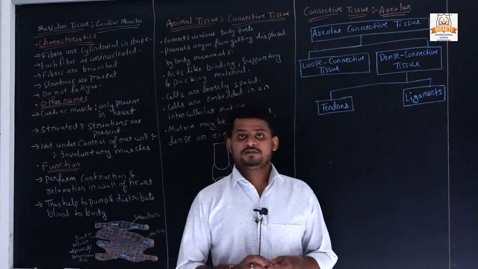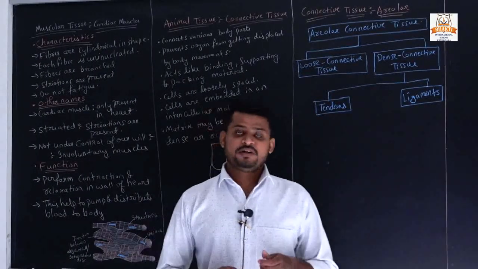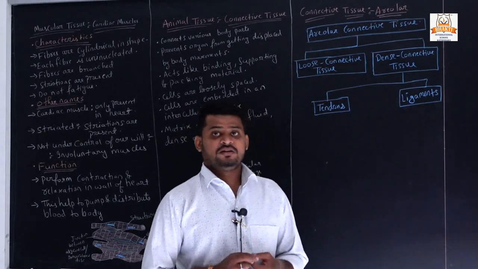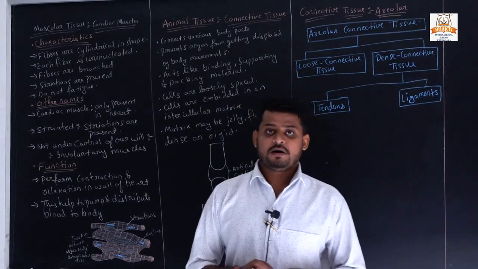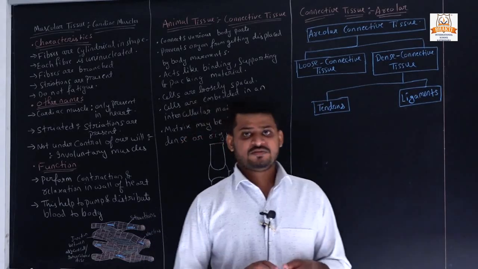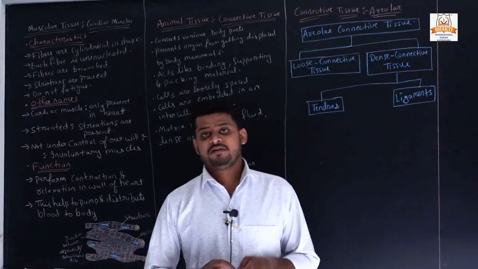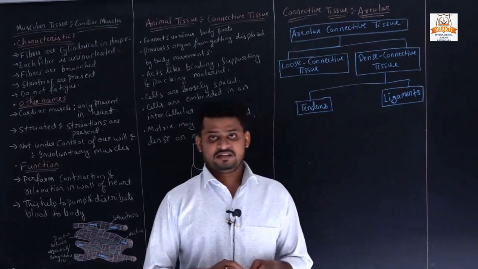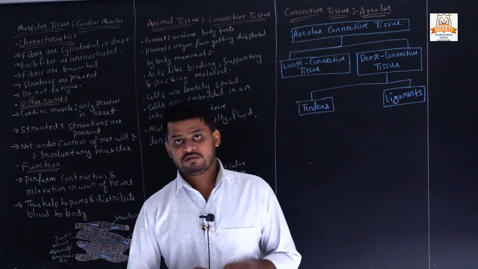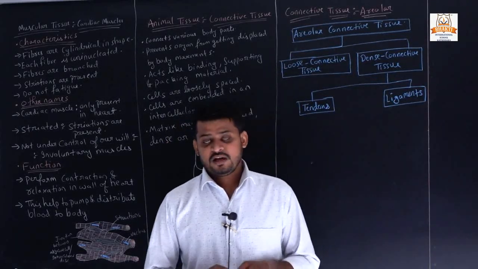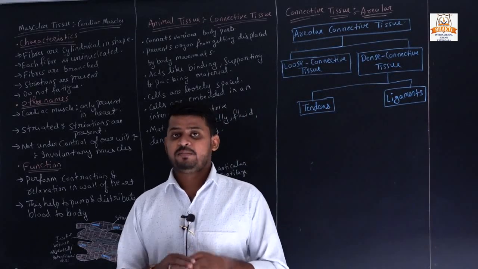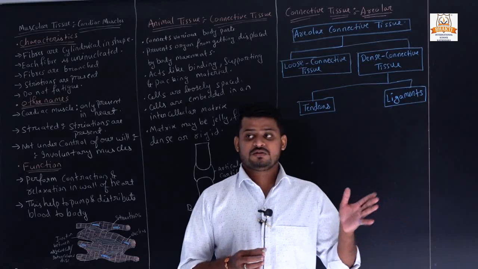Good morning, students. Today we are continuing our chapter number 6, tissue. In this chapter we have already studied plant tissue, and in our previous video we started our second type of tissue, that is animal tissue. In animal tissue we already discussed epithelial tissue, and now we are continuing with our second type of animal tissue, that is muscular tissue.